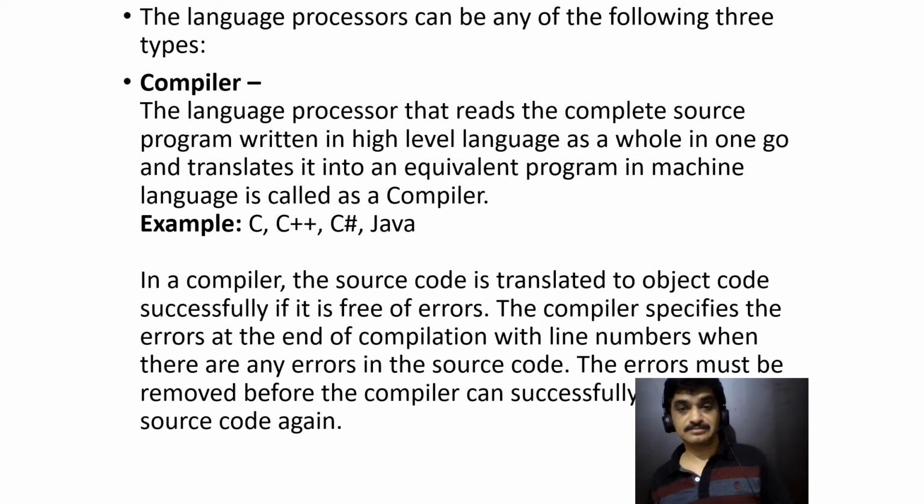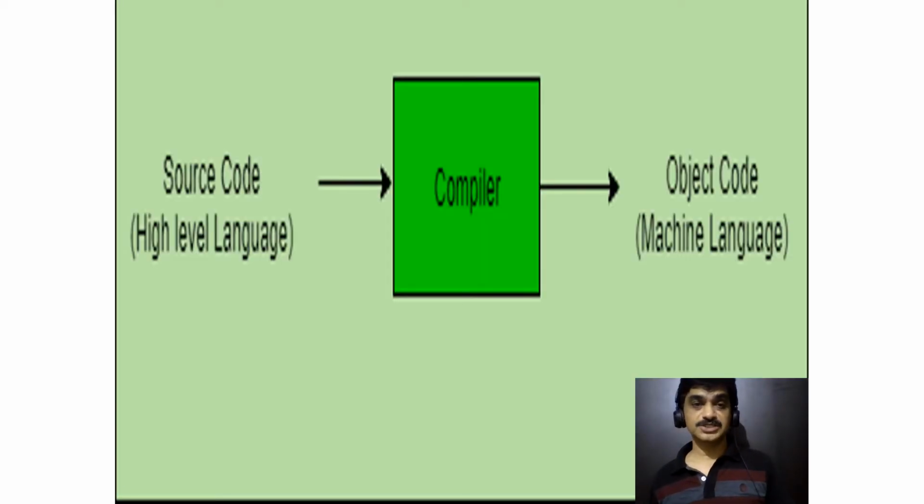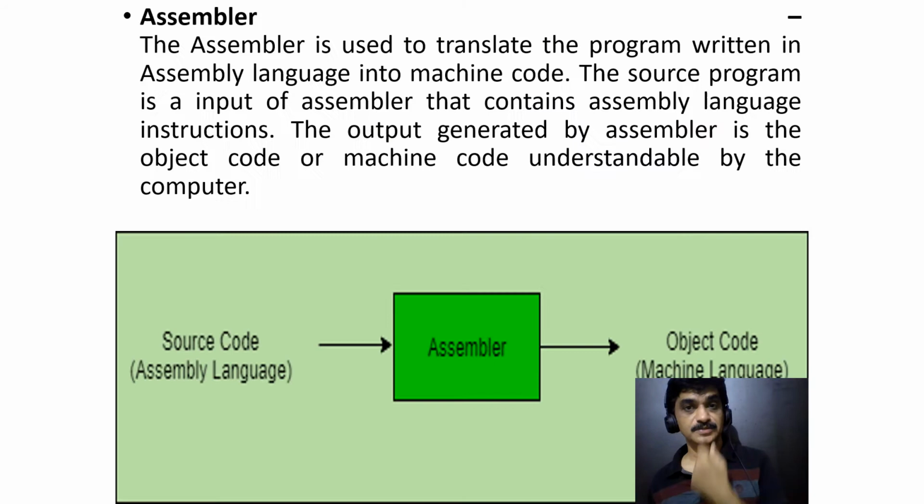It gives the error, and then the errors must be removed before the compiler can successfully recompile the source code again. This is the flow chart. Source code is nothing but what is written in a high-level language, using C, C++, Python and so on. This set of instructions will be read by the compiler and converted into machine language. So source code is converted into object code using compilers. Hope you understand. The second one is the assembler.